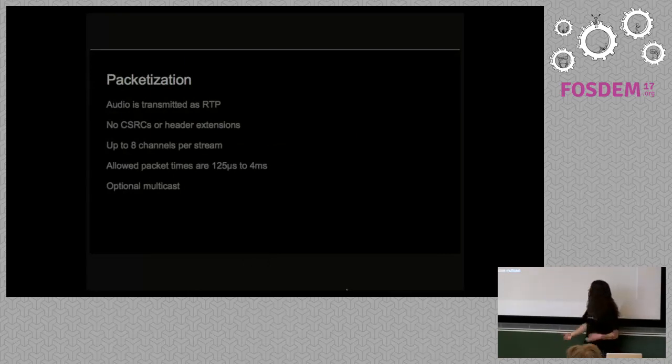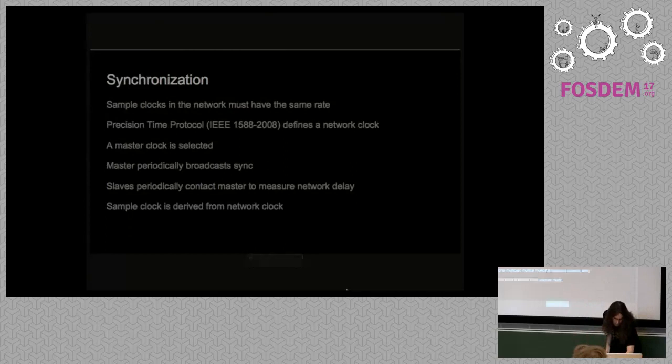So once we've got our audio, we put it into packets. We use RTP for this, and for simplicity, the AES67 standard actually specifies that you cannot use CSRC, so you can't use contributing sources, and you can't use header extensions. A lot of the audio processing happens on embedded hardware devices, so keeping things simple is important here. The standard mandates 8 channels per stream and has short packet times. That's the amount of audio time-wise you put in a packet. So that's short to keep the latency down. And yeah, multicast is optional.